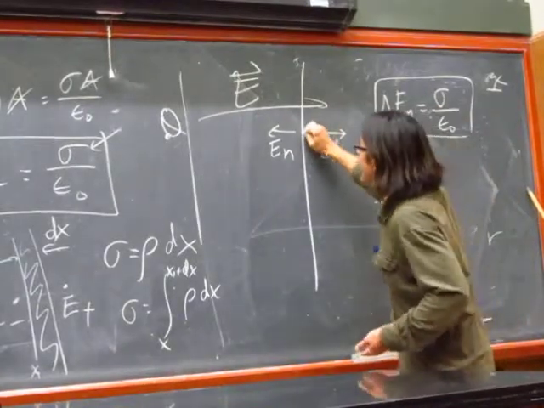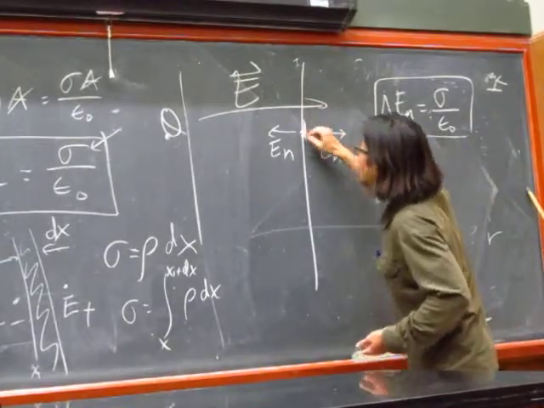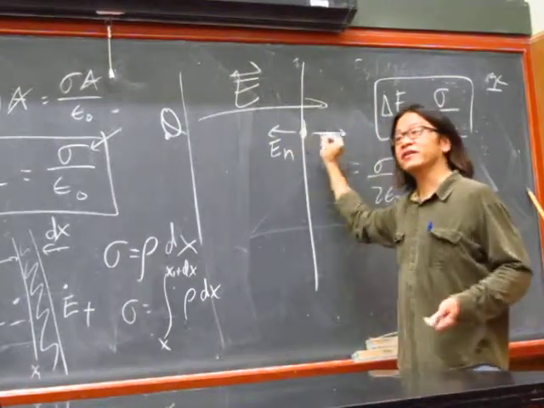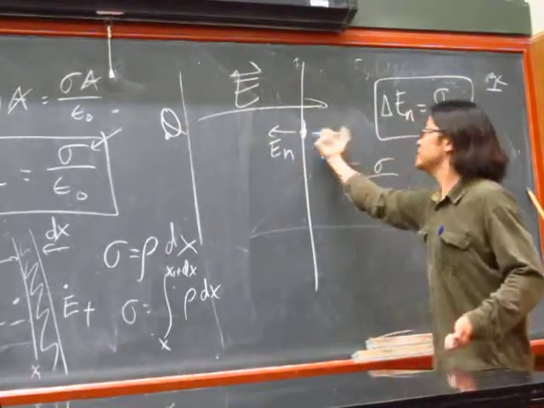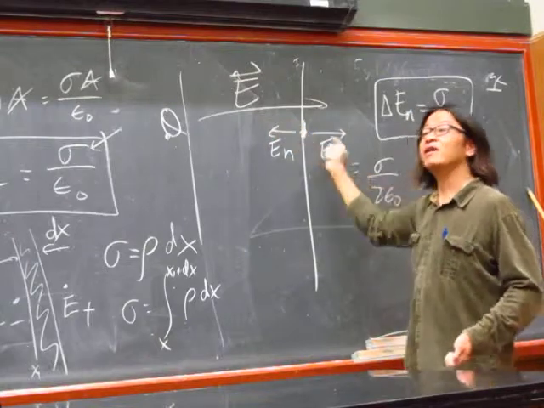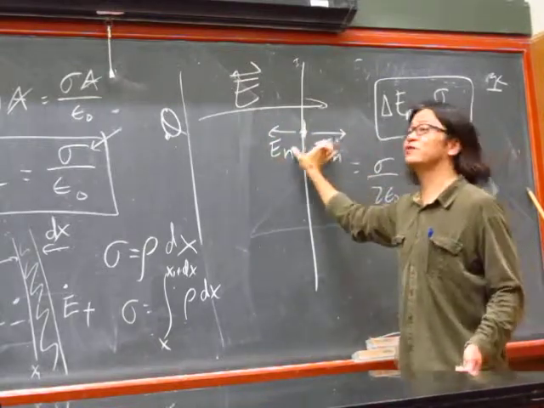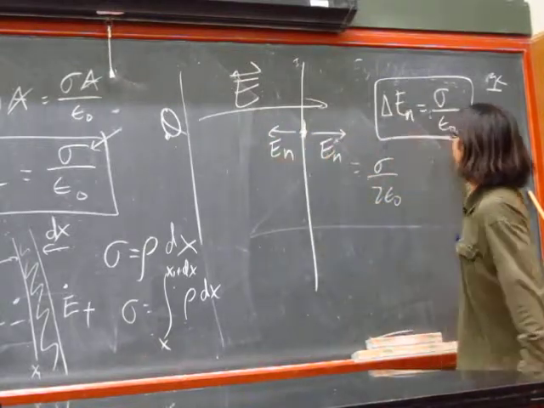So across here, say if I just look at this point, there is a discontinuity, right? The electric field doesn't have to be positive and negative. All it has to do is have a difference, and the difference has to be given by that.